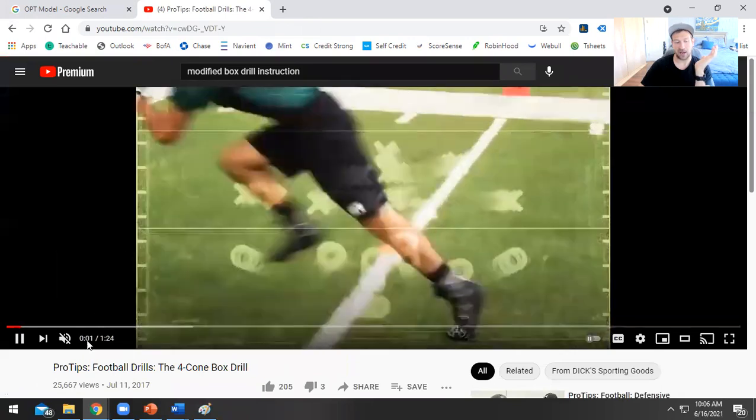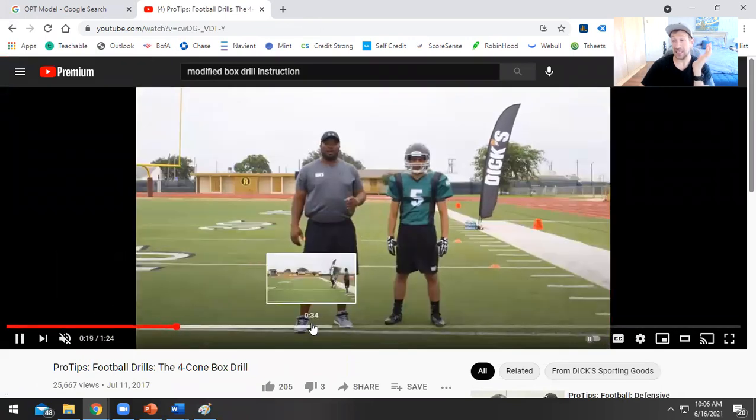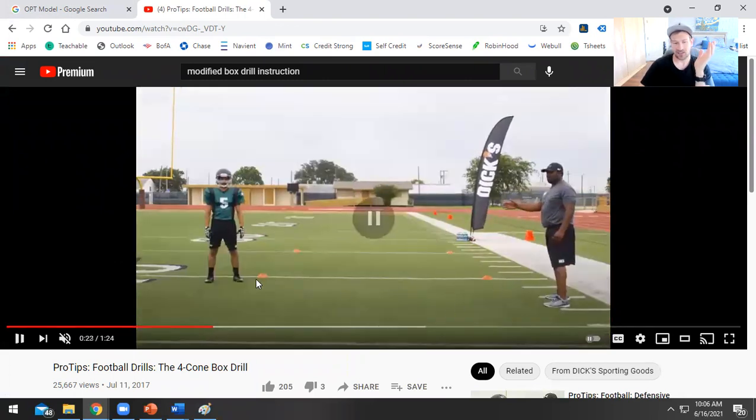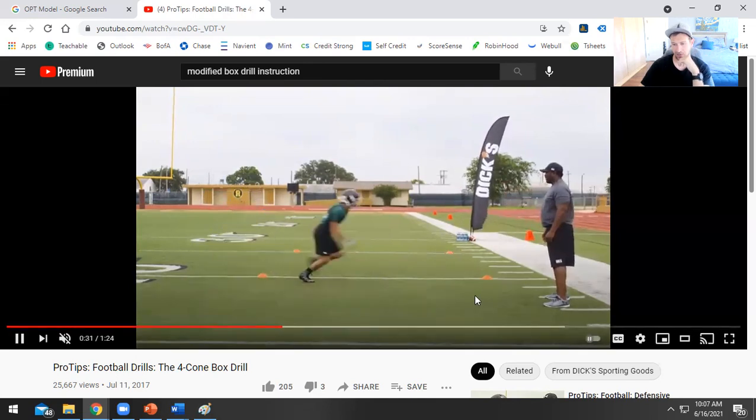Okay, here we go. This is the modified box drill. What's going to happen is the coach is going to tell him to do something, and he doesn't know what. So the coach lays it out ahead of time. He's going to say, this is cone 1, 2, 3, and 4, or whatever order he chooses to label them in. The athlete has no idea what box he's going to go to until the coach tells him to run to it.